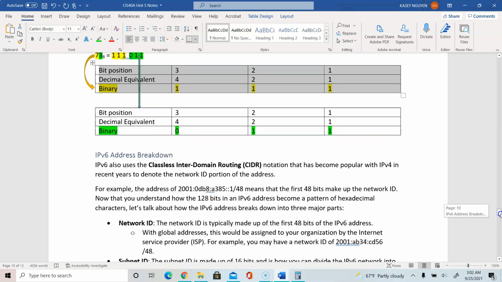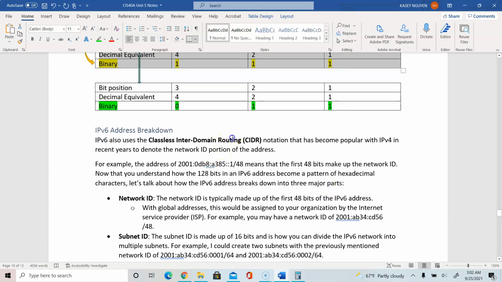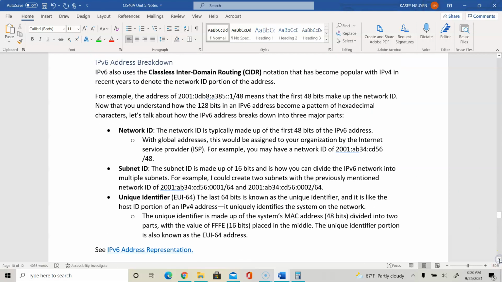So the IPv6 breakdown. And to go back, we talked about CIDR earlier, and we calculate the value. So CIDR is known as classless inter-domain routing. This was used in IP version 4. It's a way that we would be able to identify the network ID. So if we use the 48 bits in the IP version 6 address, that will be assigned to your organization by your internet service provider. It's given to you by the site. So that will be the first 48.